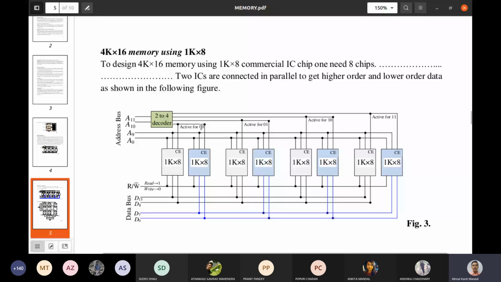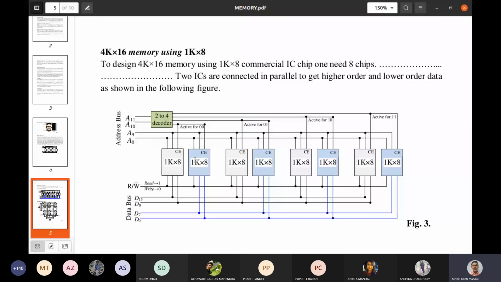Then it is high. This pair will be active when address lines 10 and 11 are 01, and so on. Suppose when this chip enable signal is high, that means your input is 00. So the decoder output, this output, will be high. Then these two ICs will be active. When they are active, if we consider a read, then that particular memory location of this IC and this IC will be identified.